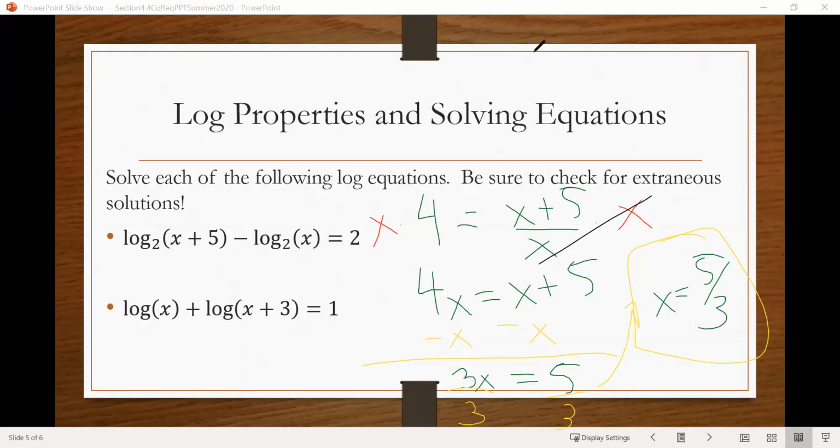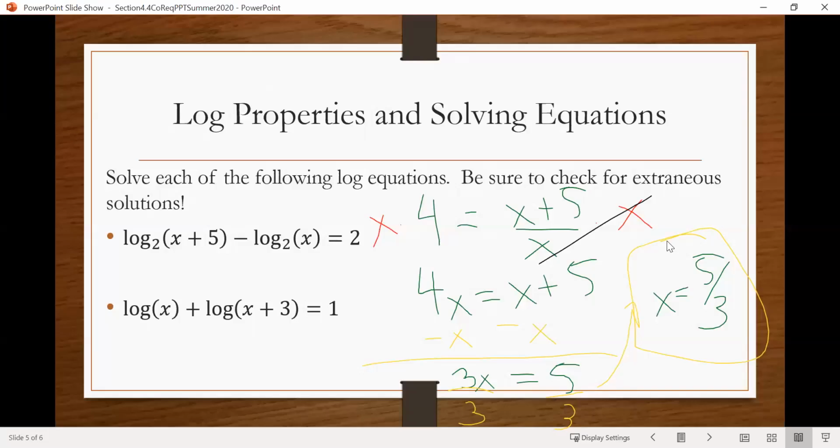Now, notice that the instructions here also told us to check for extraneous solutions. So let's talk about how we do that. An extraneous solution is a solution that we get if we do everything correctly, which we did on this problem. However, when we plug it back into our equation, it doesn't make the statement true. So let's look at how we could check that. We have log base 2 of x plus 5 minus log base 2 of x, and that's supposed to equal 2 when x is 5/3. Well, let's check whether that actually works or not.